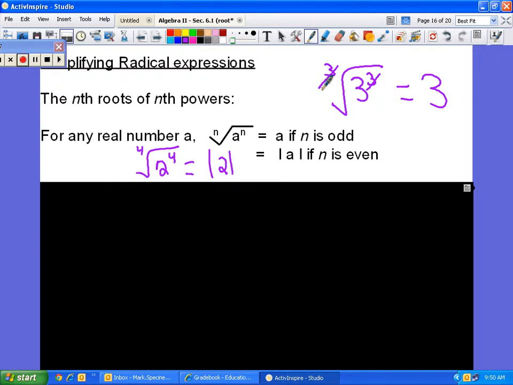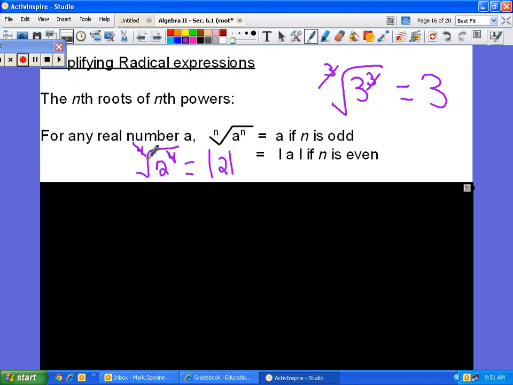When it's even, it's absolute value. As we have here, now I have 4s, which are even numbers, last time I checked. So 2 to the 4th power is 16. The 4th root of 16 is 2. But again, we can divide these out. Now, if I have an even root, what is the 4th root of 16? It's plus or minus 2, because negative 2 to the 4th power is also 16. So I get plus or minus 2.